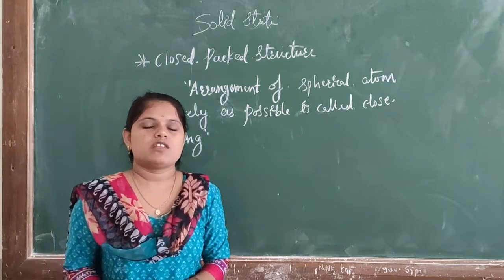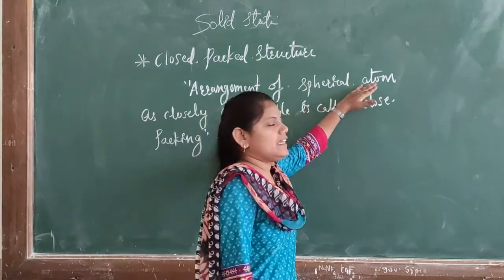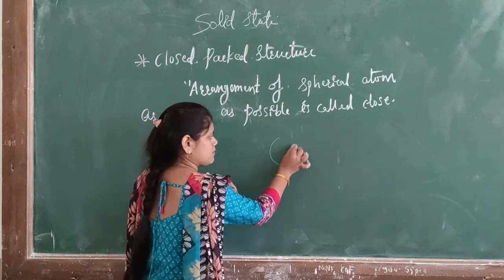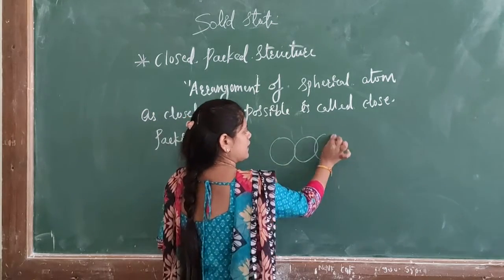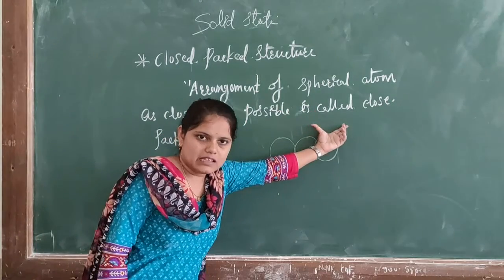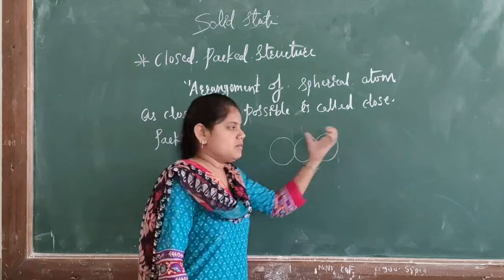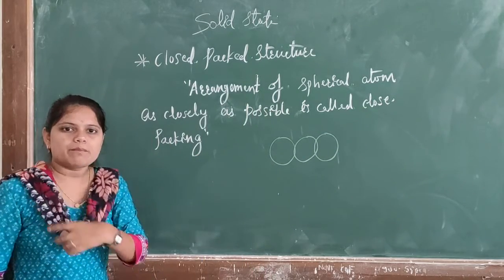So this is the definition of close packing. You may be thinking, what is meant by close packing? It is the arrangement of spherical atoms. Spherical atoms are like this. These are the spherical atoms. So the arrangement of spherical atoms as closely as possible, closely arranged, we call close packing.